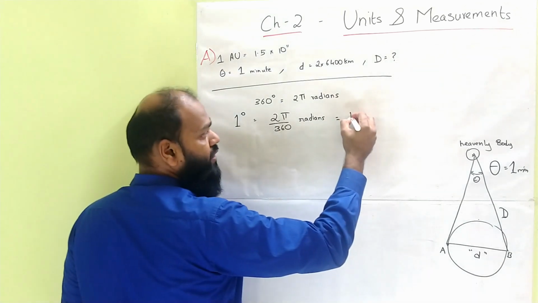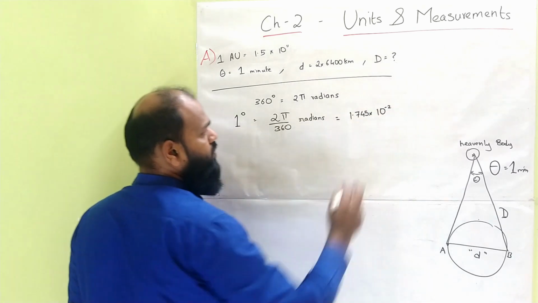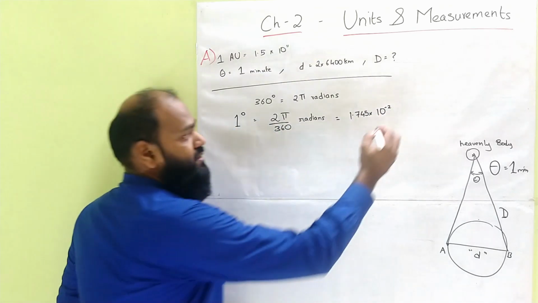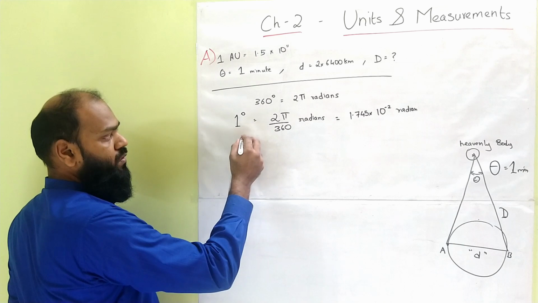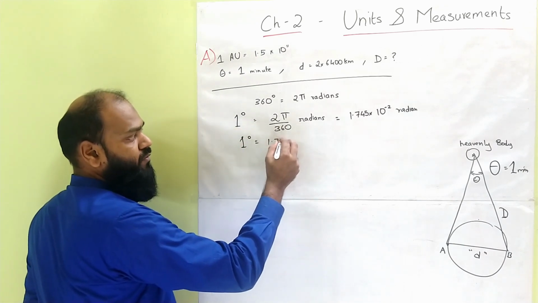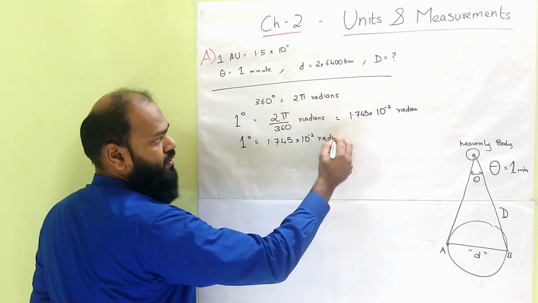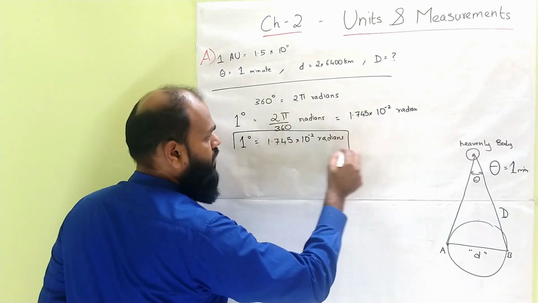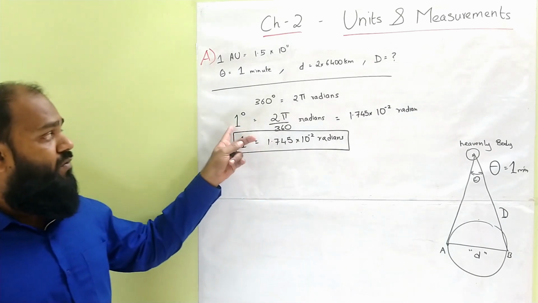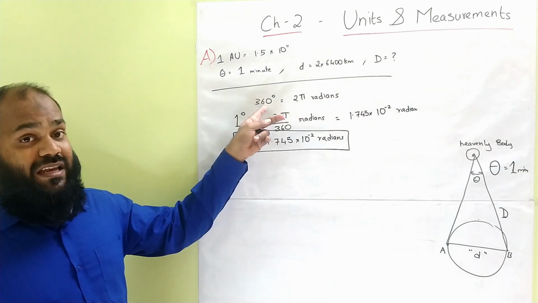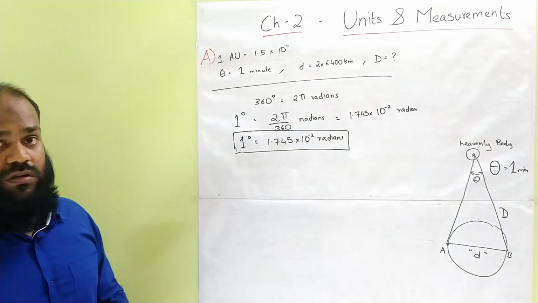So it's 1.745 × 10^-2 radians. 1 degree is equal to 1.745 × 10^-2 radians. So this is the first thing. We should know that 360 degrees is equal to 2 pi radians, and we also know that to get 1 degree we have to divide this by 360 to get so and so radians. So 1 degree is equal to this much radians.